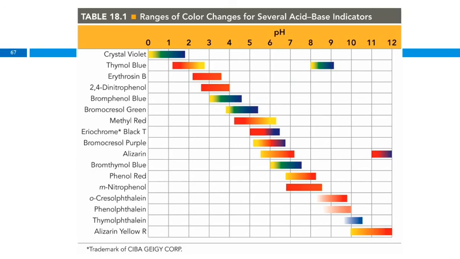So when you choose an indicator, you want to choose an indicator that's going to have a color change. If you're titrating an acid, a color change at the lower end that is close to the pH at your equivalence point. Some of these, like these guys down here, are not going to be useful for titrating acids because they're going to change color. They'll be in their basic form before you even start titrating. So that won't work at all.